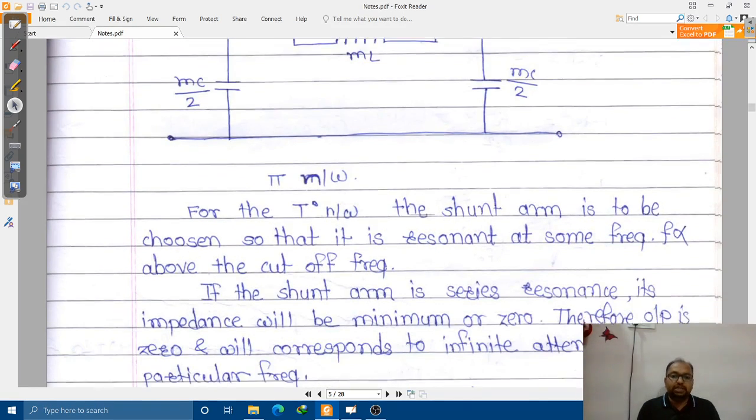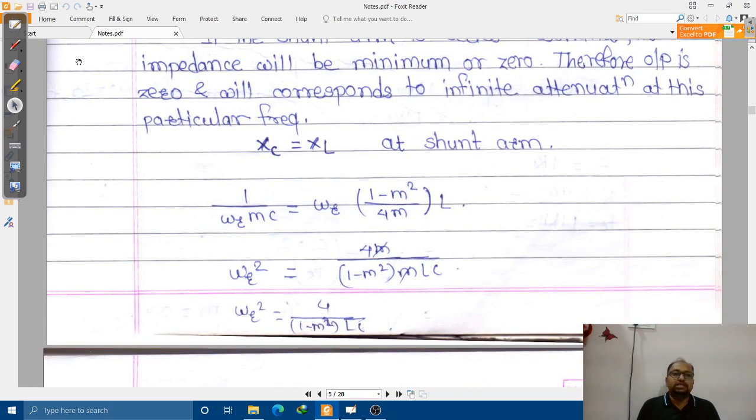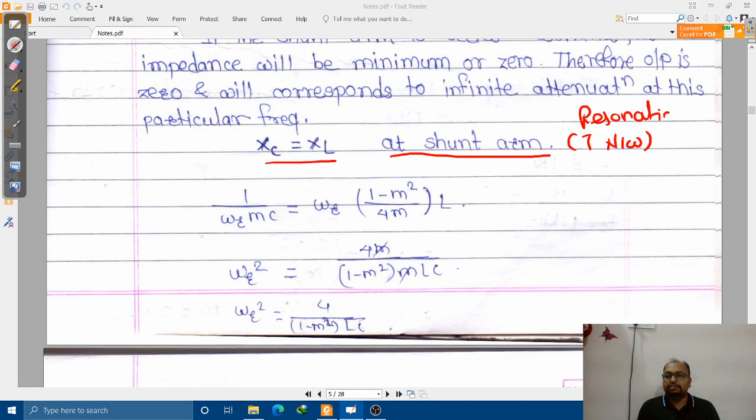Okay, so remember this one. We know the condition at resonance. At resonance, XL and XC are equal, right? So that's why the shunt arm of the T network is going to have XL equal to XC, because this must have a resonating circuit. So the resonance condition is nothing but XL equals XC.